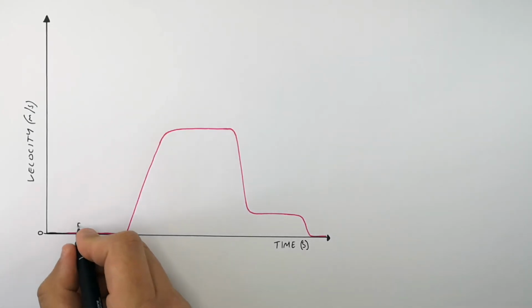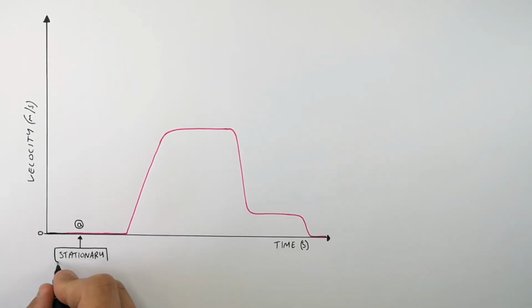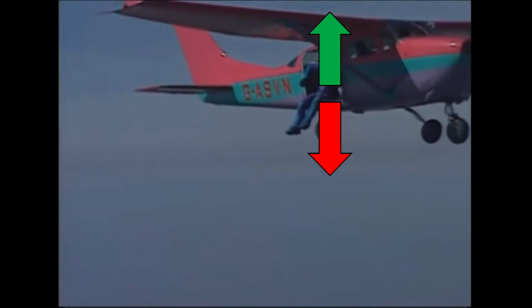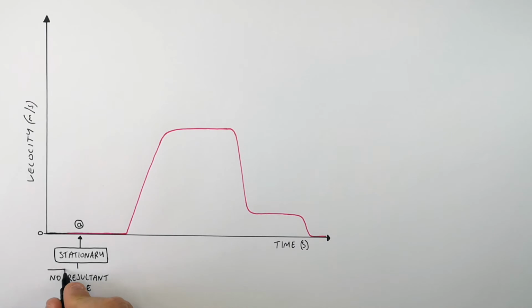At this point here, the person is sat on the plane. They are stationary. They've got no velocity. There is no resultant force acting on the skydiver.